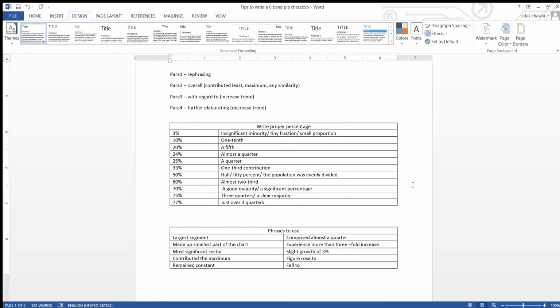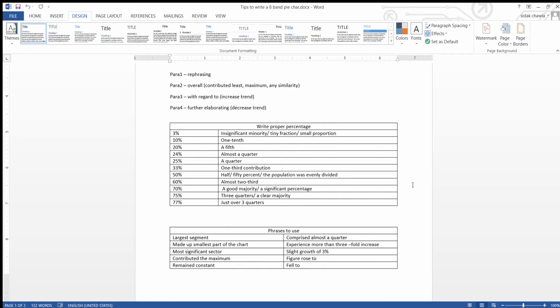For 33% you can write 1/3 contribution. 1/3 of the total online sale was contributed by the home furnishing sector. 50% you can write as half, like half of the population was divided, or the population was evenly divided. 60% you can write almost 2/3, because a proper 2/3 consists of 66.6%. So you can write almost 2/3 or just under 2/3. 70% can be written as a good majority or a significant percentage. 75% is like 3/4 or a clear majority, and 77% like just over a 3/4. You can write just over 3/4.